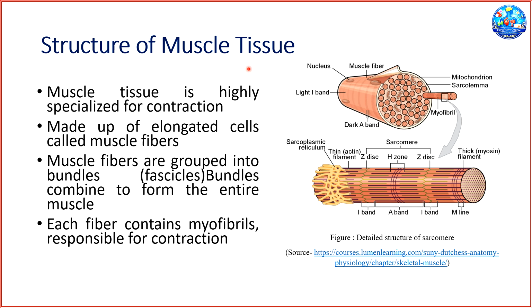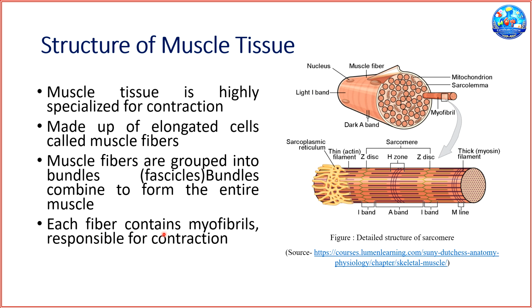Structure of muscle tissue. Muscle tissues exhibit a highly specialized and organized structure that enables them to perform many essential functions, of which the most important one is contraction, efficiently. Each muscle is composed of many elongated cells which we call muscle fibers, organized together into bundles, which we call the fasciculus. These bundles combine together to form the entire muscle.